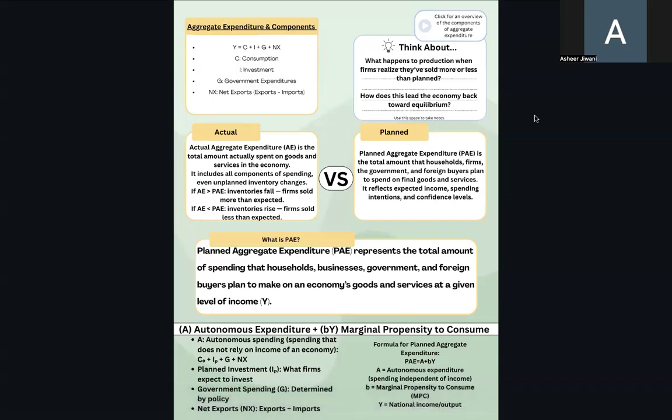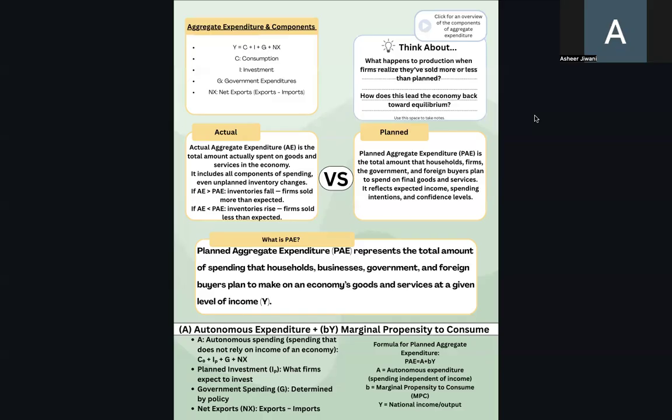Versus planned aggregate expenditure is going to be the total spending that people and firms intend to make on goods and services. It's going to be based on expectations about income, prices, and demand. When planned aggregate expenditure equals Y, or aggregate expenditure, the economy is said to be in equilibrium. This means that production is matching spending, and this means that inventories are staying steady. Firms are basically planning to sell about as much product as, or exactly as much product as, they are selling. So now we're going to look at the planned aggregate expenditure equation.